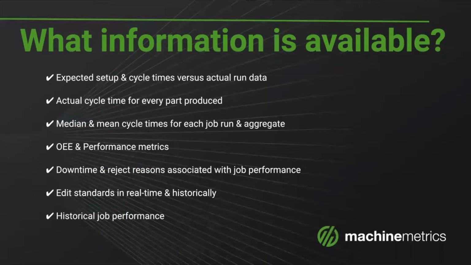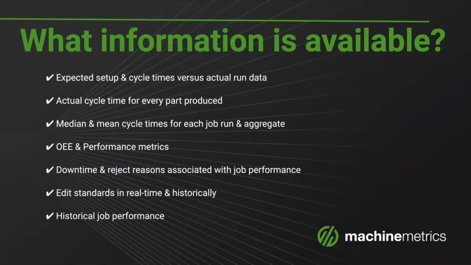Mean and median cycle times for each job run and also the aggregates of your job runs. OEE and other performance metrics like that, like we were just looking at on the OEE report side. Downtime and reject reasons that are associated with job performance.